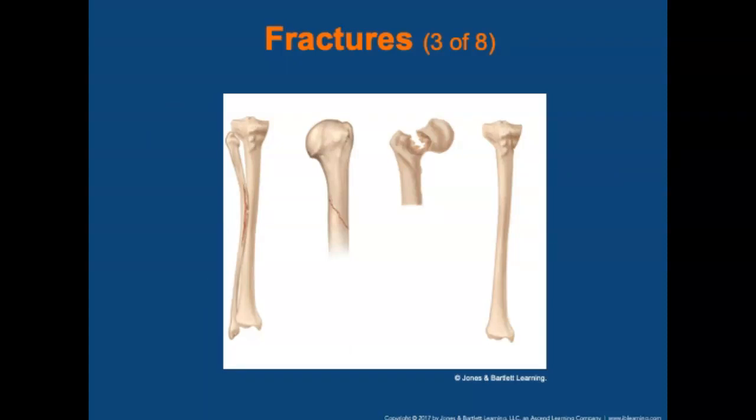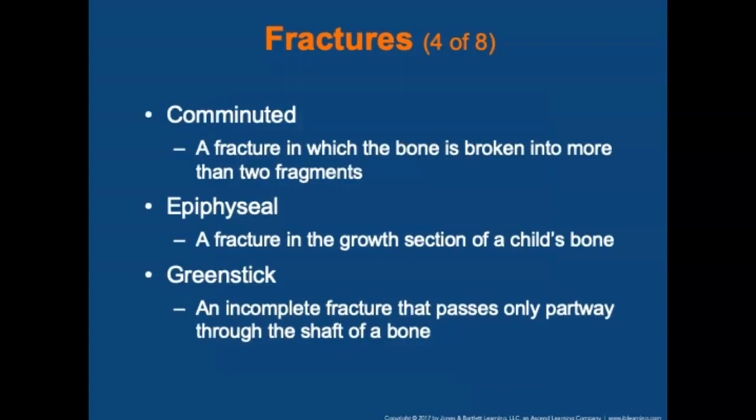Medical personnel often use special terms to describe particular types of fractures. A comminuted fracture is one in which the bone is broken into two or more fragments. An epiphyseal fracture occurs in the growth section of a child's bone and may lead to growth abnormalities. A greenstick is an incomplete fracture that passes only partway through the shaft of the bone, and these occur in children.